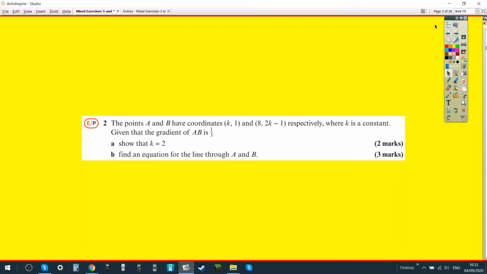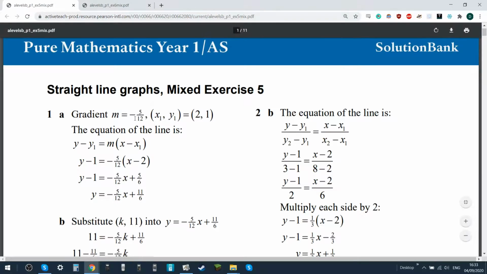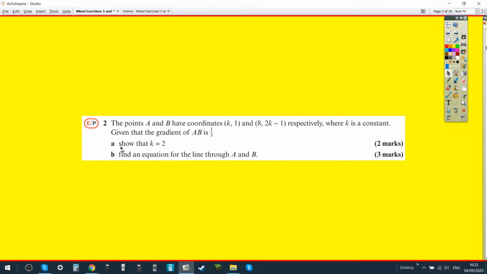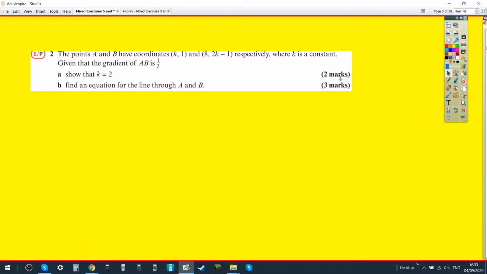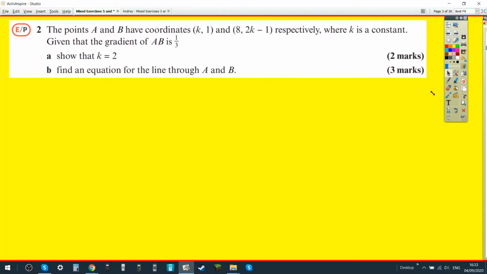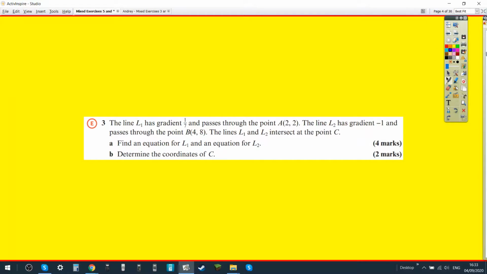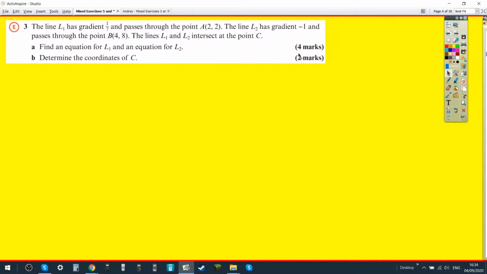Hang on. Let me just make sure. Yeah. We had 1 and 2. Grand. Okay. Let's see this one. Find an equation of the line through A and B. Is this worth doing? No, I don't think so.